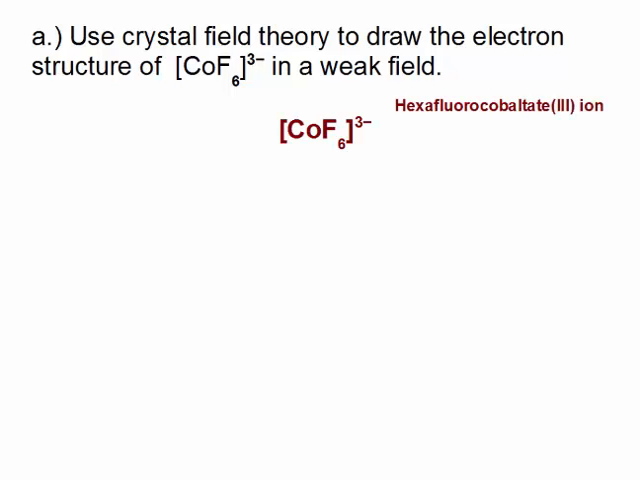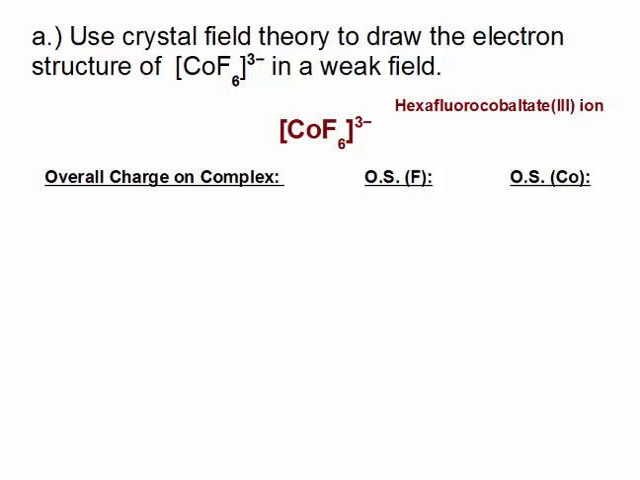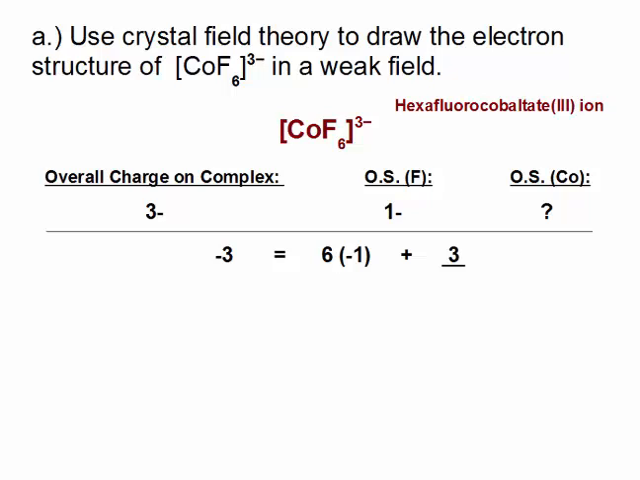The first thing we want to do is identify what our transition metal complex is. In this case, we have hexafluorocobaltate 3. Looking at the charge on the overall complex, we identify that there's a 3- charge. Knowing that the fluoro ion has a -1 charge, we now need to find what the oxidation state of cobalt is. Doing some simple algebra, we find that the oxidation state of cobalt is 3+.